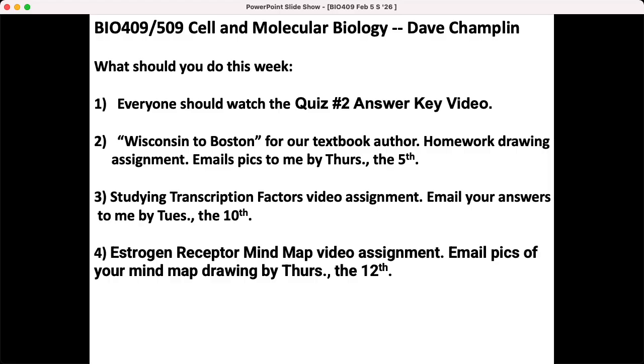Then, I guess it's the 5th today, so this Wisconsin to Boston drawing assignment is due today. That's where we set the stage for understanding a little bit about oncogenic retroviruses, how they could be a problem, and how they helped scientists identify some of the first oncogenes. We're learning about RAS, which our author studied. We're learning about MIC, and then next week there's this transcription factor video assignment, and we'll talk a little bit about that in class today.